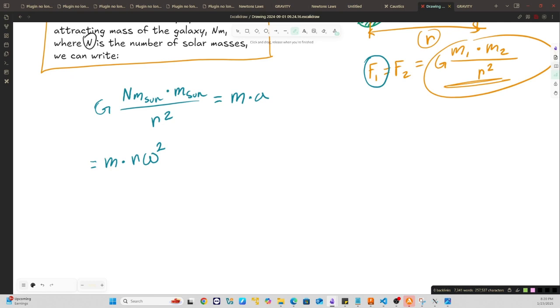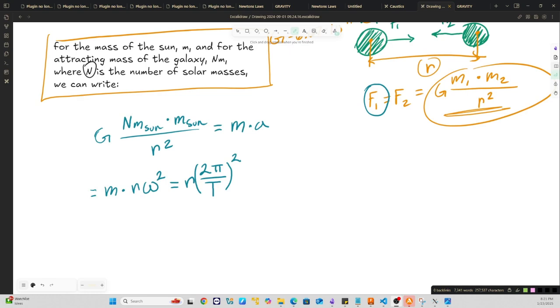Okay, so now there's another problem. We don't know angular frequency. So we're going to have to do another rewriting in terms of something that we possibly do know. So we can write angular frequency in terms of our period. So we can say radius times 2 pi over t, and of course, that is squared. Okay, so now we have an equation which we can solve for n.